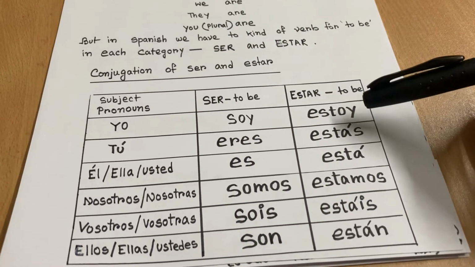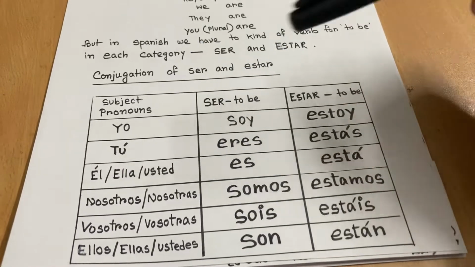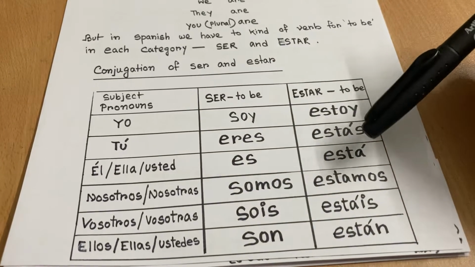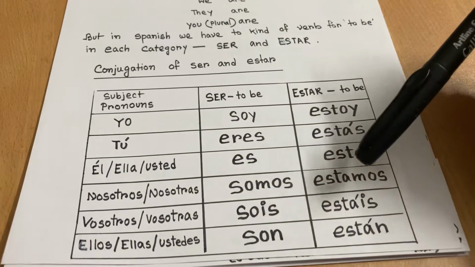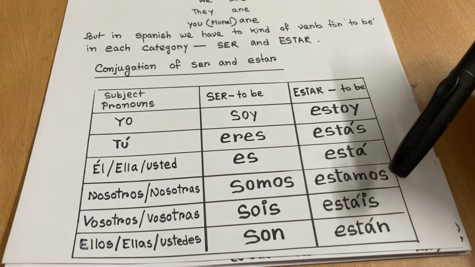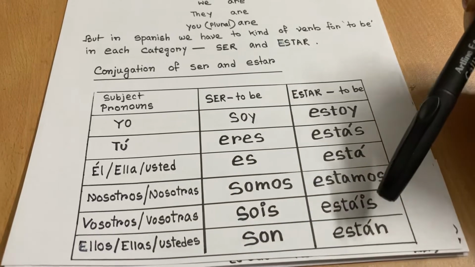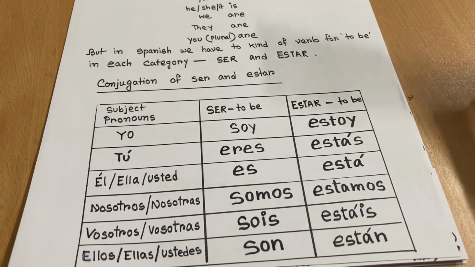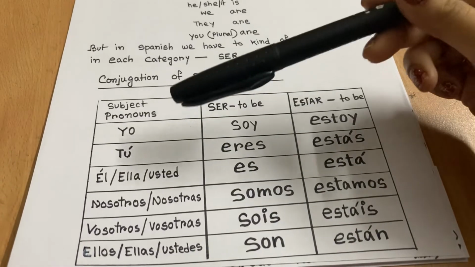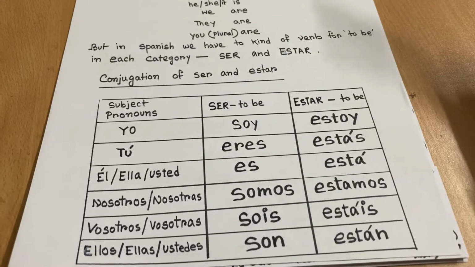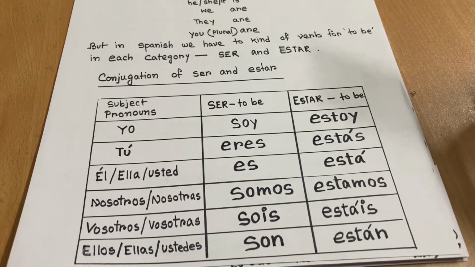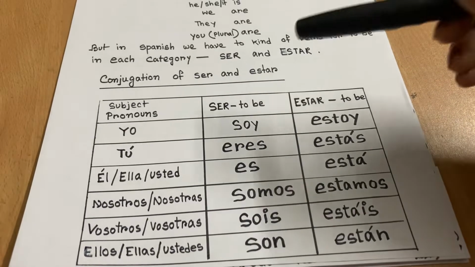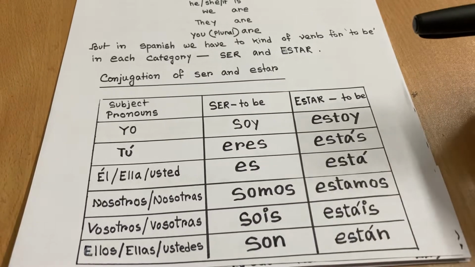The second one, coming to the estar verb conjugation. Yo estoy, tú estás, él, ella or usted está, nosotros o nosotras estamos, vosotros o vosotras estáis, ellos, ellas, ustedes están. So that means if I want to say I am, it can be yo soy as well, it can be yo estoy as well. But here we have to learn the correct way of using them: where to use the ser verb and where to use the estar verb.